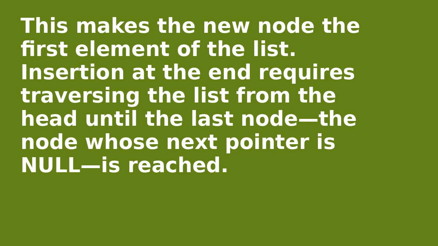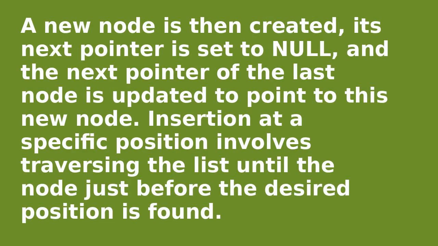Insertion at the end requires traversing the list from the head until the last node, the node whose next pointer is null, is reached. A new node is then created. Its next pointer is set to null, and the next pointer of the last node is updated to point to this new node.